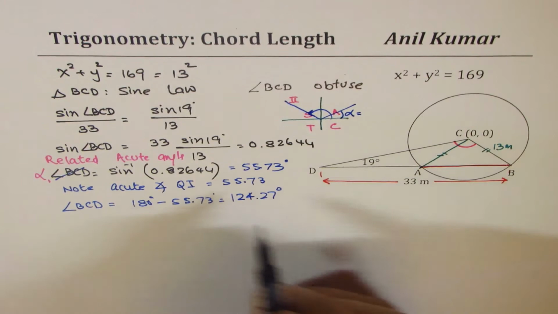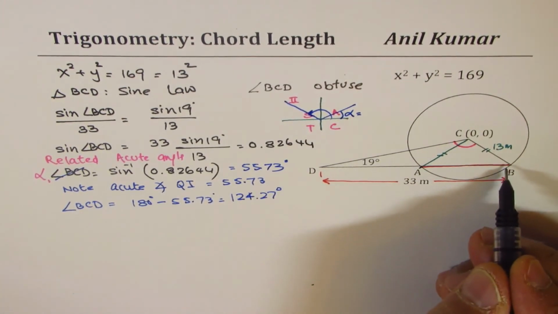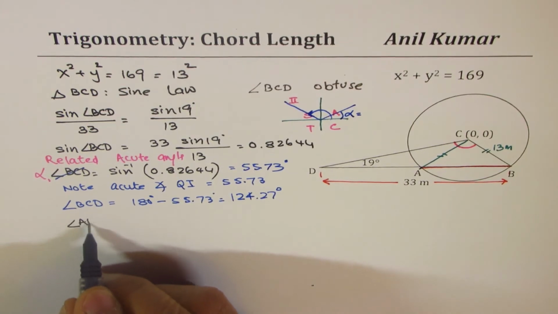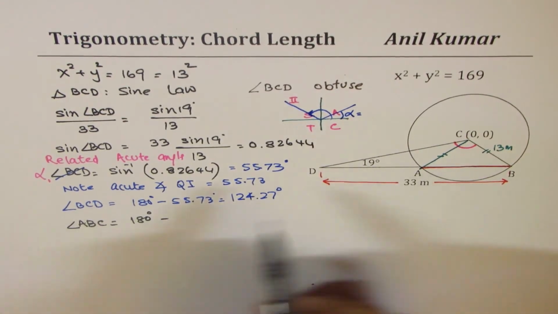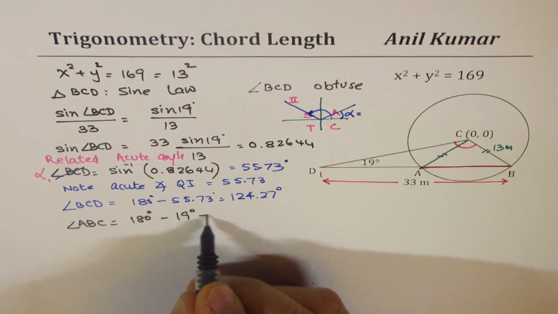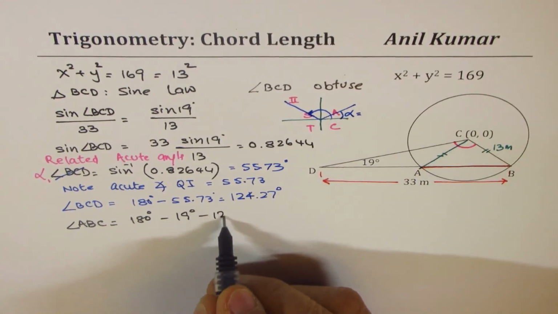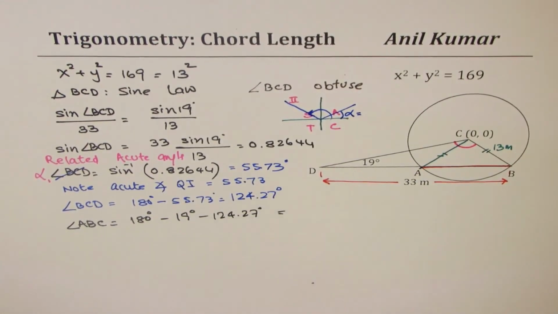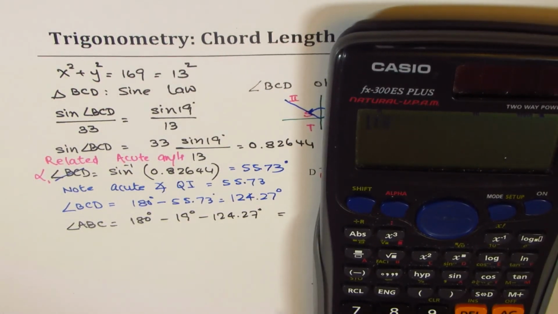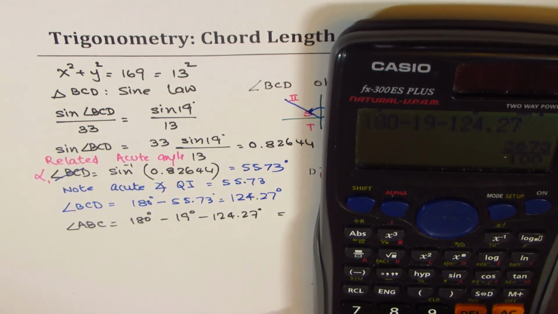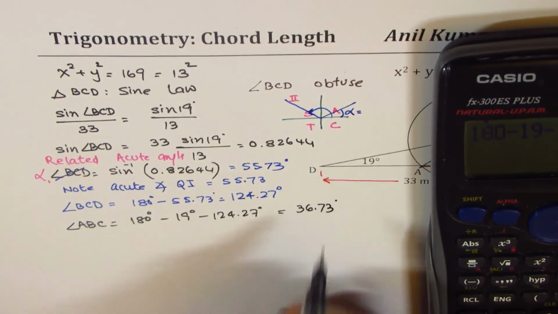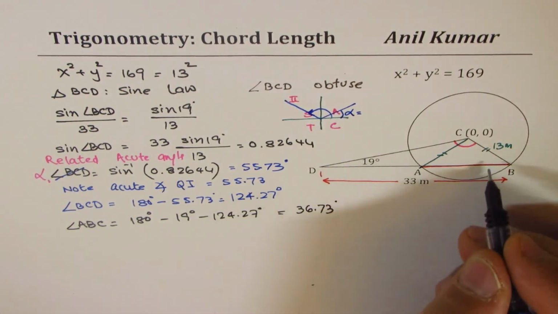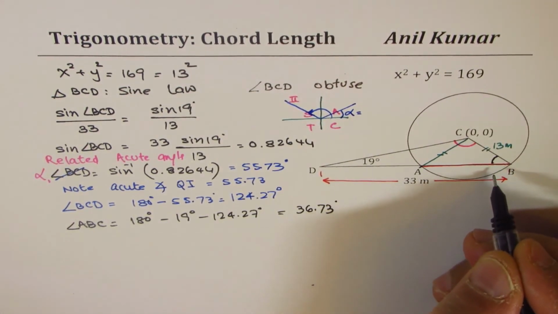Knowing this angle BCD is 124.27, we can find angle B. So now we can find angle ABC as equal to 180 degrees minus 19 degrees minus this big angle 124.27 degrees, correct? So let's do this. We'll do 180 minus 19 minus 124.27. That gives us in decimals 36.73. So 36.73 is the angle B for us, correct?